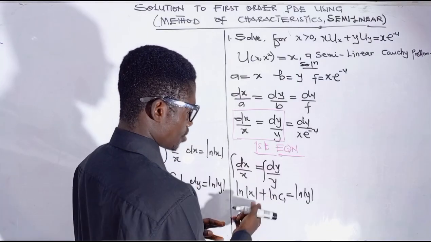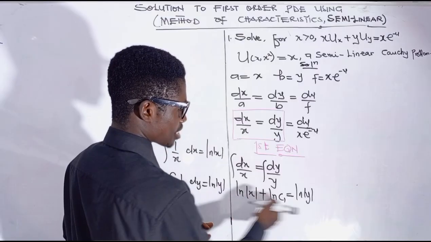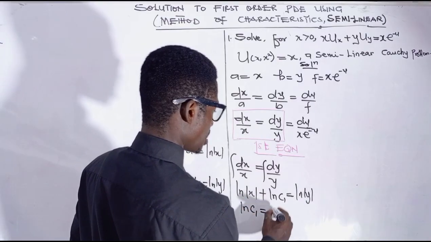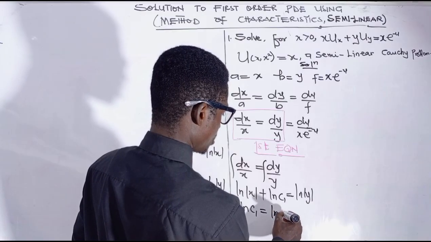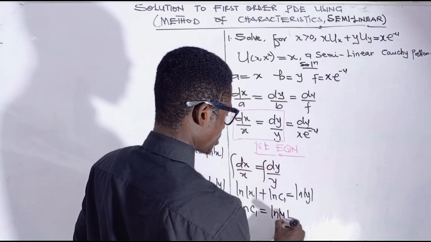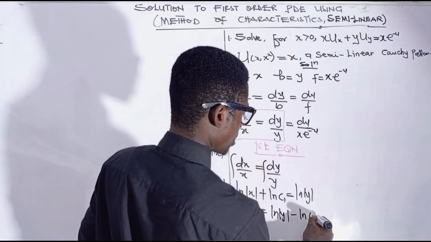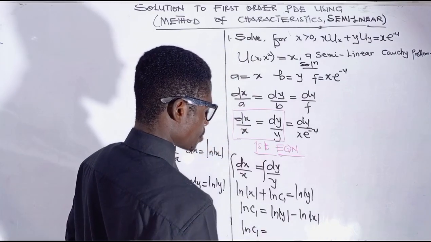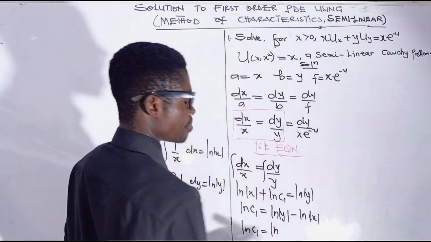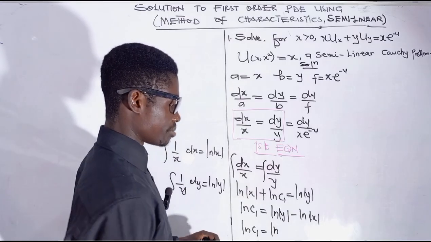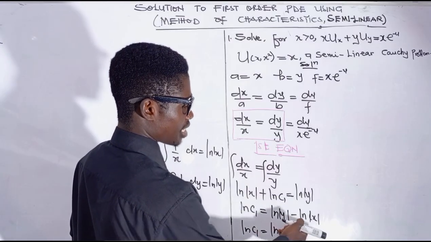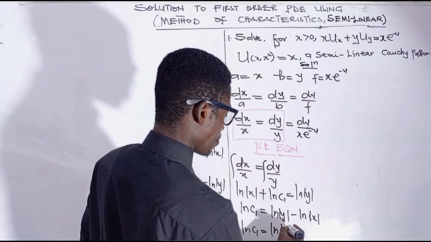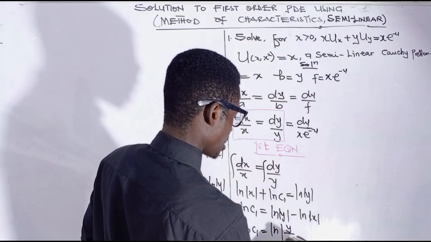Very good. Now we want to make c1 the subject. So let's bring ln x to the right hand side so that we'll be left with ln c1 is equal to ln y minus what? Ln x. So we have ln c1 is equal to ln y minus ln x. We apply our basic knowledge in logarithm. Since they are subtracting, we can pick one of the ln and then we divide their arguments. So we have y all over what? x.